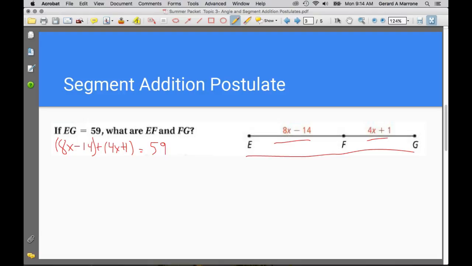Okay? I can then combine my like terms, so I end up with 12x minus 13 equals 59. And then you can just solve out just like you would any other algebraic problem. So we've got 72 equals 12x, so x equals 6 in this case. Now, when you come from algebra, that's the feeling of accomplishment, the feeling of being done with a problem. But if you notice, up in the question, they asked for the actual measures of EF and of FG.